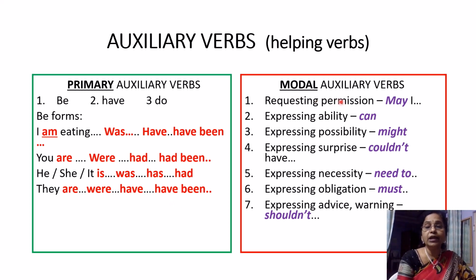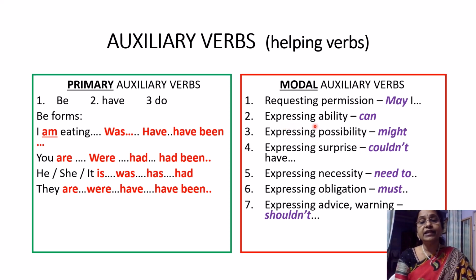And coming to the modal auxiliary verbs, there are different types of modal auxiliary verbs. The first one is requesting permission. When you want to request anything, you use may. May I come in? May I take those books? May I eat those sweets? Like that, if you seek permission, you use may. These are helping verbs. They help the main verbs and they denote the time of the action, and here they denote the tone of the speaker.